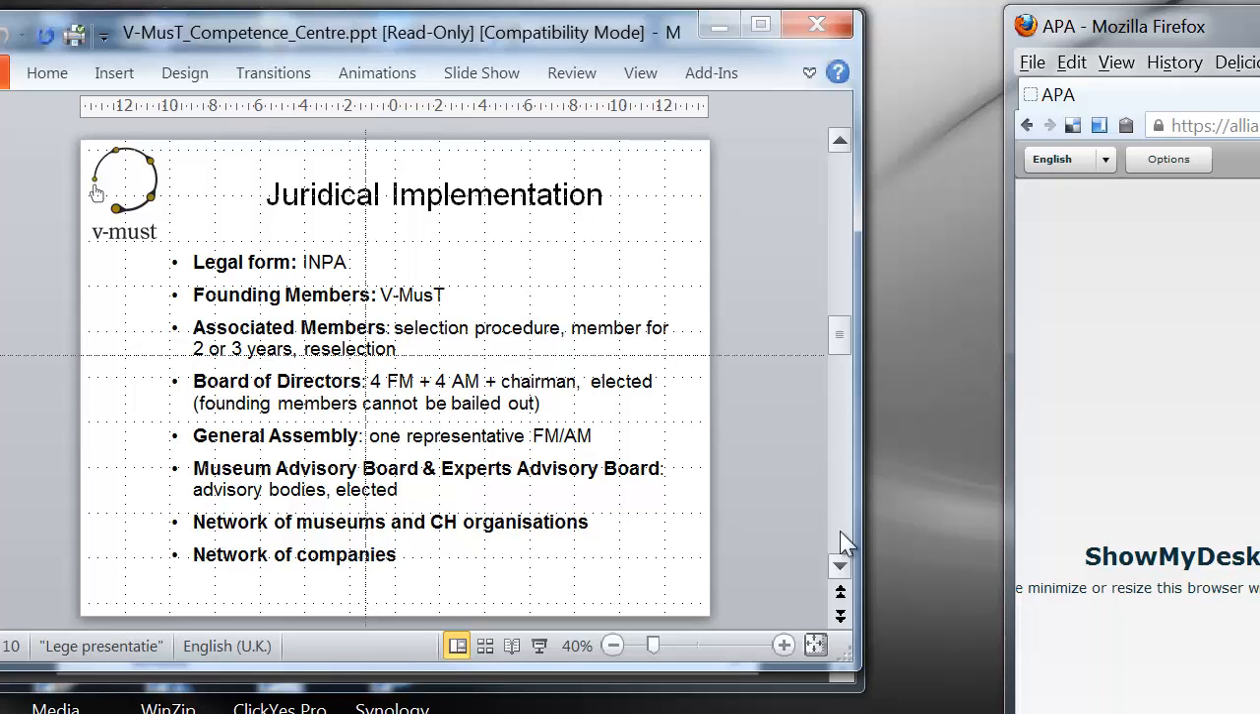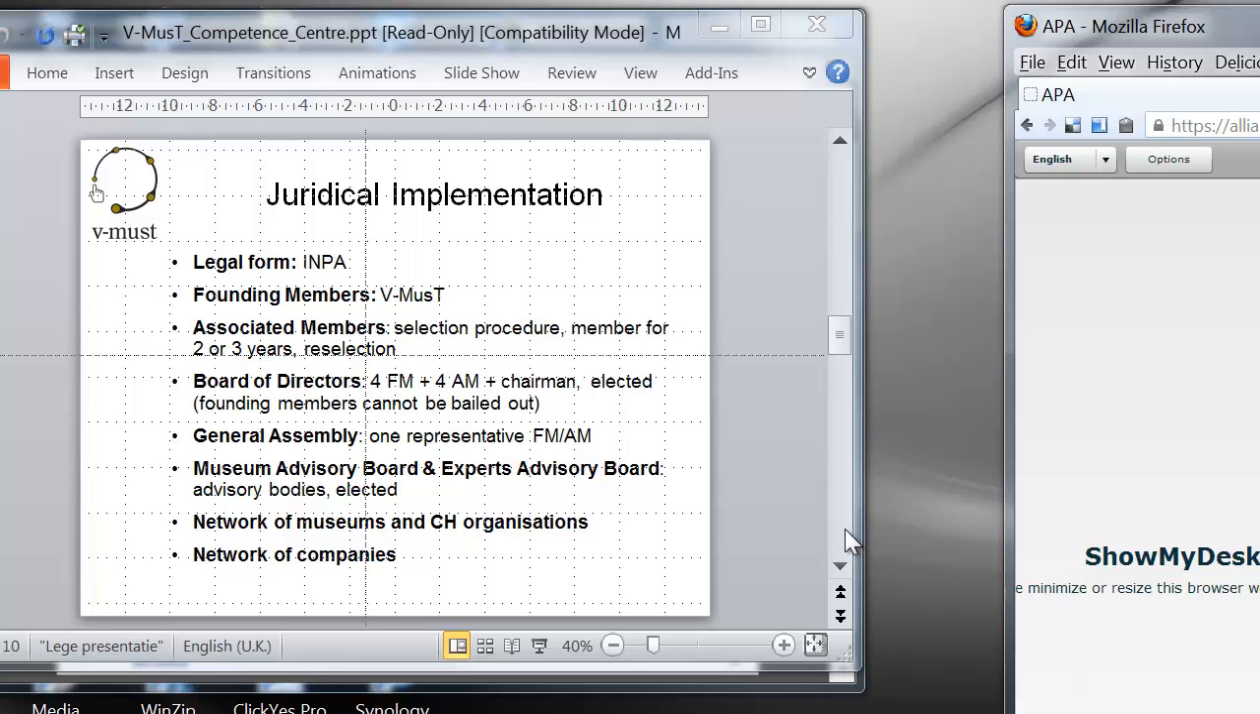So how do we want to implement that? It is through an international non-profit association, which is one of the non-profit forms that has already been mentioned. There will be founding members which come from the current consortium, and there will be a large number of associated members, which we already have. We already have at this moment more than 50 associated members to the network, and that number is growing every day. From those associated members of the current network of excellence, we will do a selection procedure. So we will select partners of our competence center for a duration of, for example, 3 years. And after 3 years, you need to be reselected.